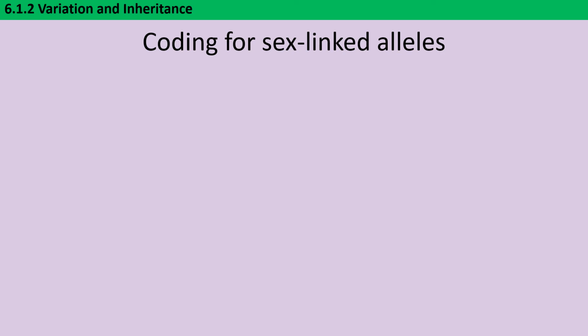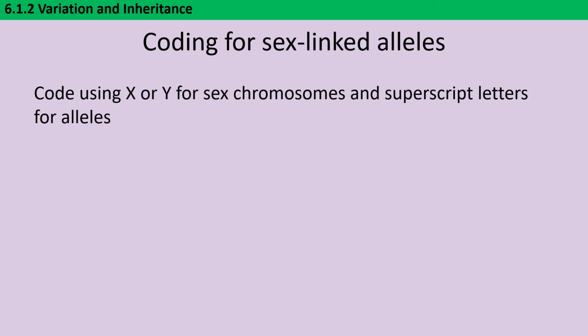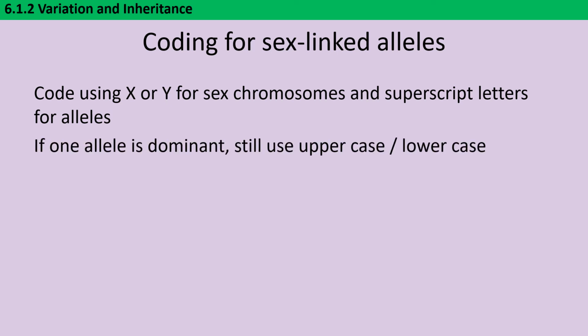In order for us to do genetic crosses and draw Punnett squares, we need a nomenclature system that allows us to show that these particular characteristics are sex-linked. So we carry on using our normal XY system in order to show what sex chromosomes a person has, and we then use the superscript system to show what alleles they have for this particular characteristic. If there are two alleles and one is dominant over the other, then we still use the uppercase-lowercase system to show which is the dominant allele.